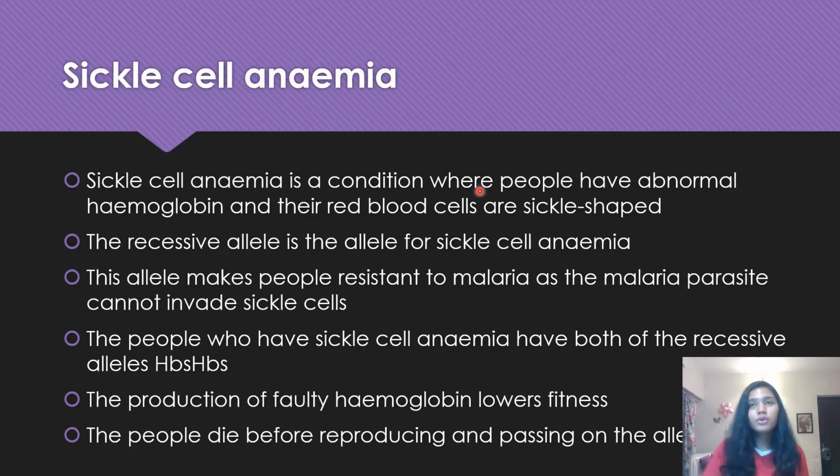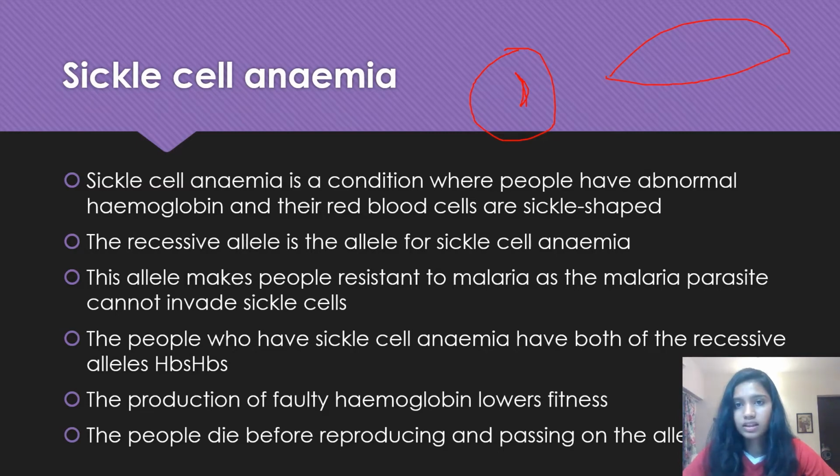Sickle cell anemia, you may get this for around 8 marks or something in your structured paper and a few MCQs. So let's go through this, and I've written it in point form. Make sure you understand every point. So what is sickle cell anemia? It is a condition where people have abnormal hemoglobin and their red blood cells are sickle shaped. Your normal red blood cell is like a biconcave disc, like this. But in sickle cell anemia, it becomes like this.